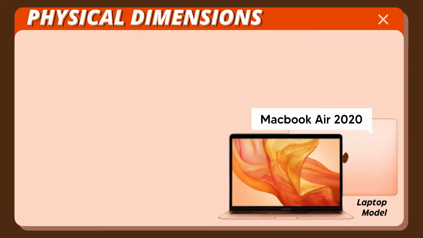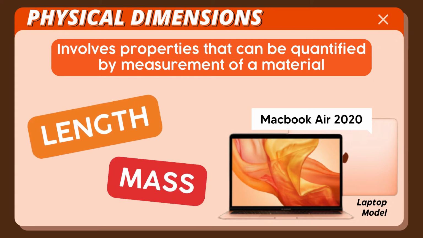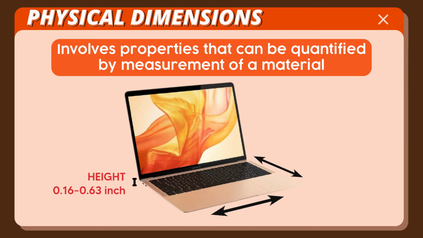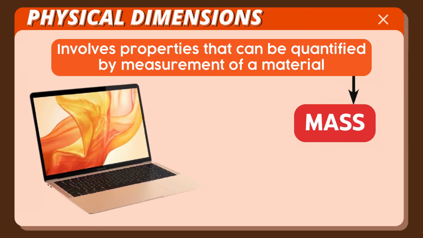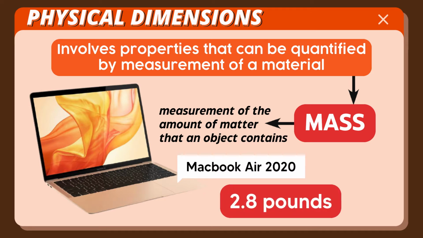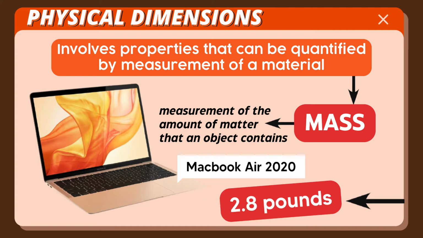In physics, physical dimensions involve properties that can be quantified by a measurement of a material, which can be its length, mass or weight, and other different physical properties. Just like how this laptop has a height of 0.16 to 0.63 inch, a width of 11.97 inches, and a depth of 8.36 inches. The next physical dimension of a laptop is the measurement of its mass, wherein in physics, it is a measurement of the amount of matter that an object contains. With this, our laptop model weighs 2.8 pounds. Laptop computers are much preferred by people because of their less weight compared to desktop computers, and it is also one factor that brings utmost convenience to its users.